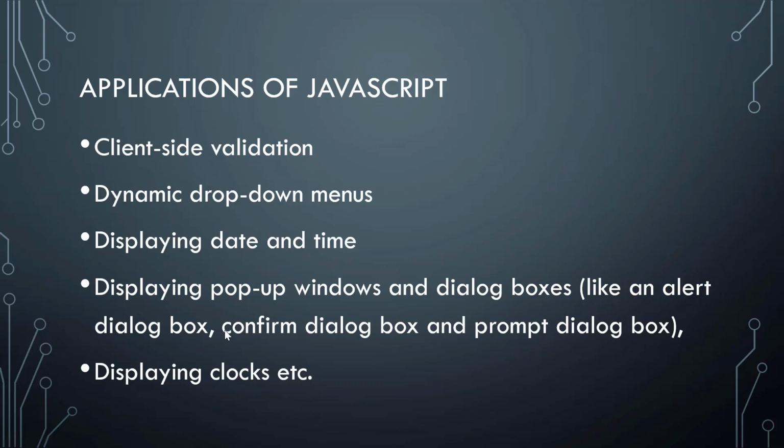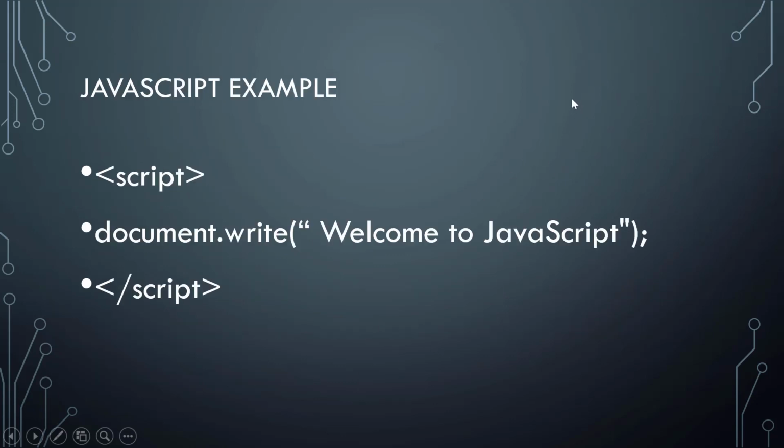So all this prompting and confirm dialog box: are you sure? Yes, no. Or do you want to save? Yes, no, cancel, like that. You want to ask the user for confirmation or display some alerts or prompts. For all these things we use JavaScript. Then finally clocks, if you want to display clocks, we use this JavaScript, guys.